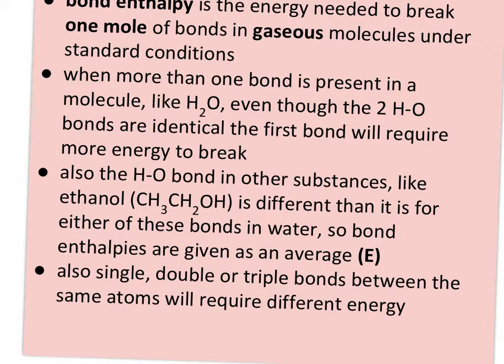So bond enthalpies are given as an average, and the symbol for bond enthalpy is capital E. Single, double, and triple bonds between the same atoms, like an oxygen-oxygen single bond and an oxygen-oxygen double bond, also require different energy. So when you're looking up the value on a chart, you have to make sure you're looking for the correct atoms and whether it's a single, double, or triple bond.